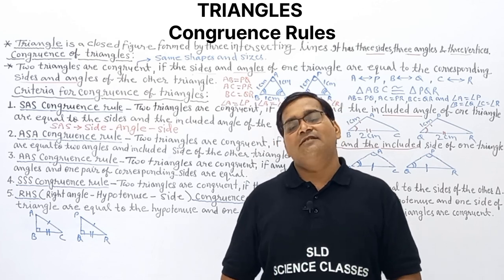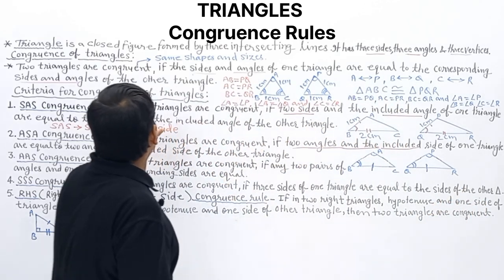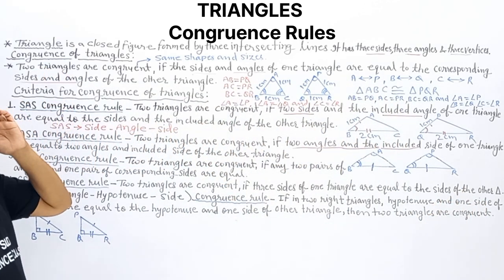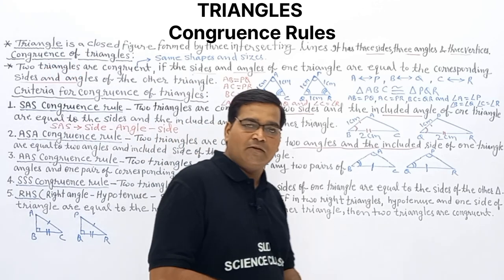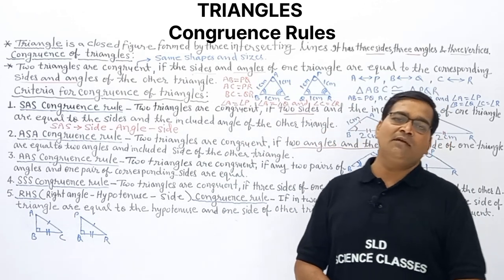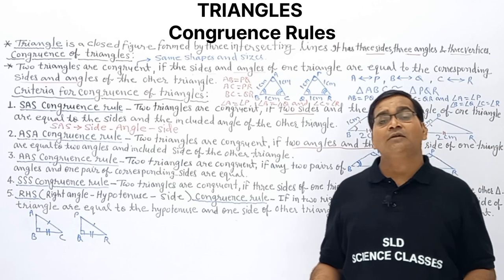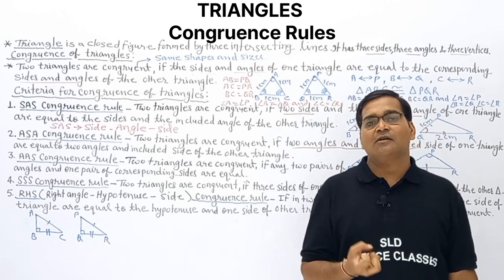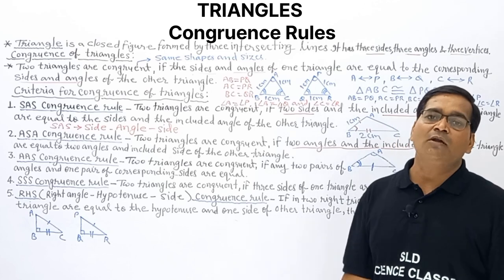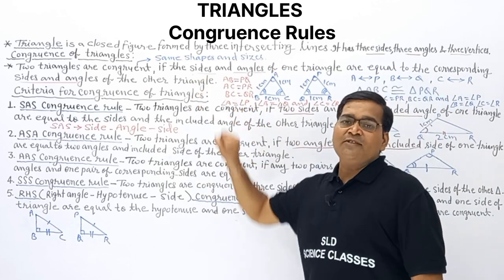Once we know these rules, we can easily prove or complete the questions given in the chapter 7 exercise. So again I am revising in 1 to 2 minutes what we studied in this class. Observe, our chapter is triangle. We know well a triangle has what? 3 sides, 3 angles and 3 vertices, and it is a closed figure formed by 3 intersecting lines.